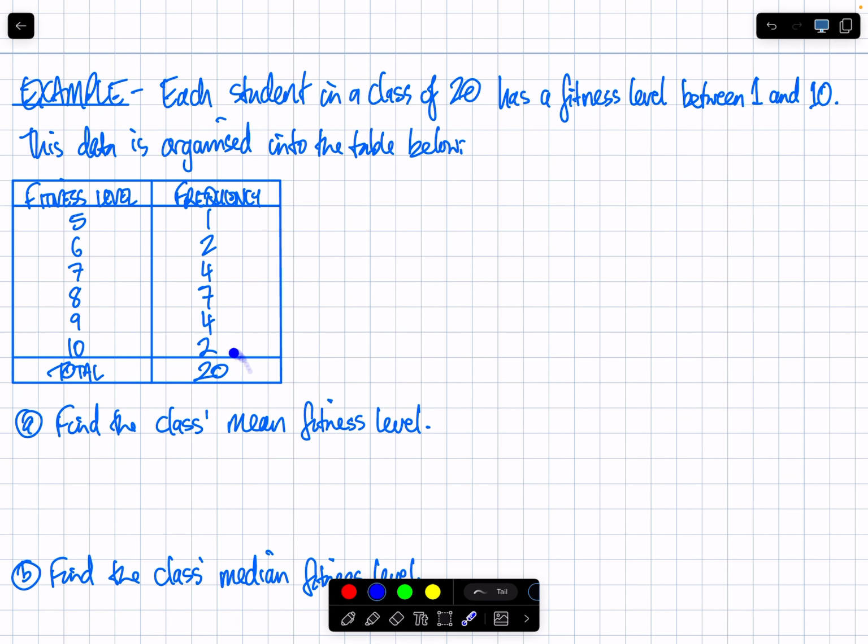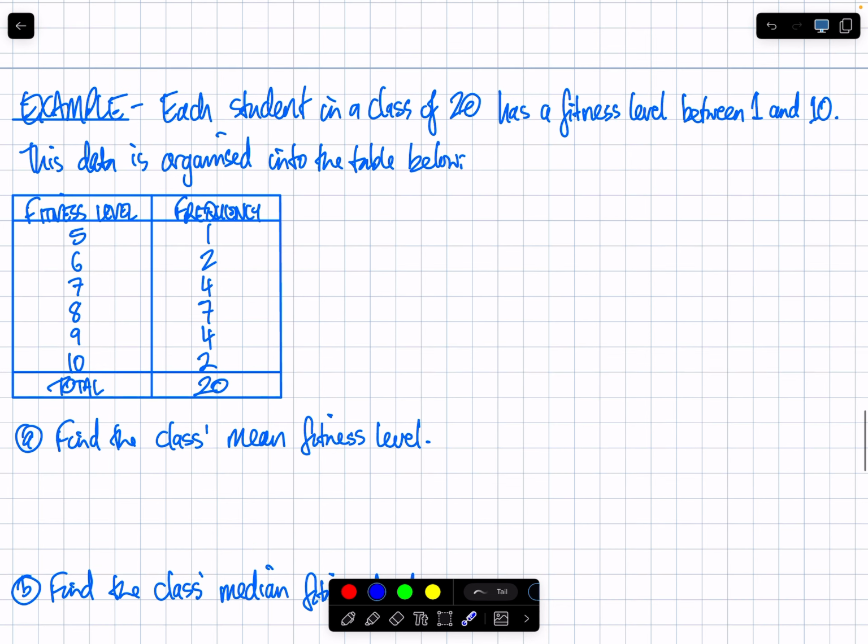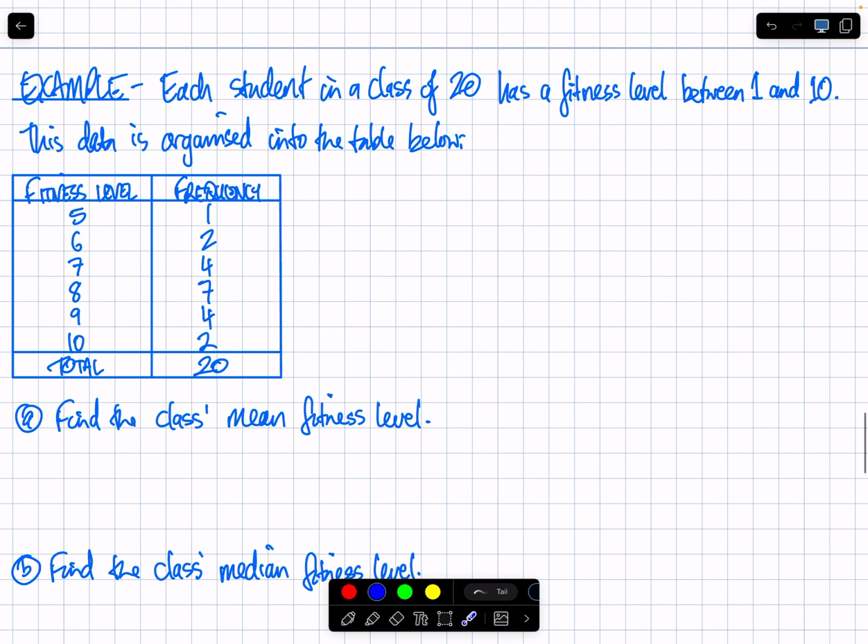So why is the total frequency 20? You've been told that there's 20 kids in that class. You don't need to think about that. But how do I find the mean? You could waste time and rewrite all the data, like there's a 5, there's 2 6s, there's 4 7s. If you do it like that, no one's going to take marks off. You'll still get the right answer, but it's going to be a poor use of your time.